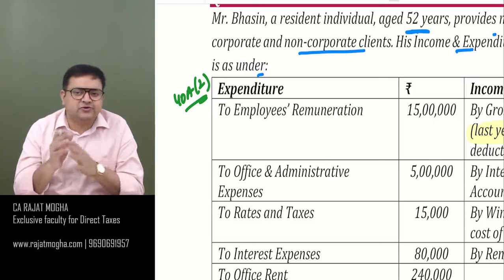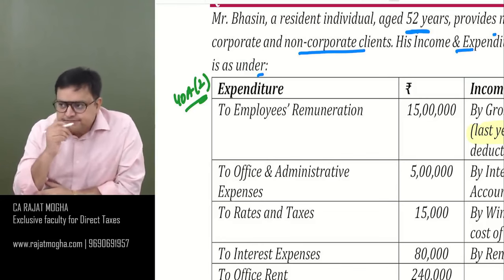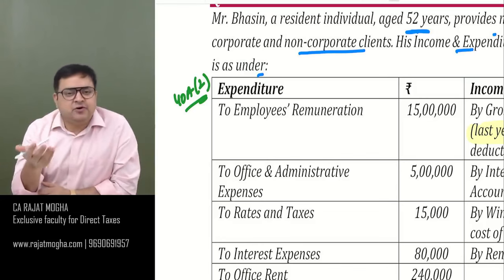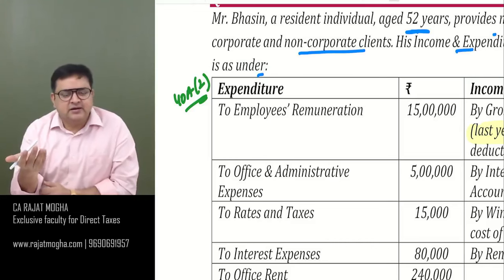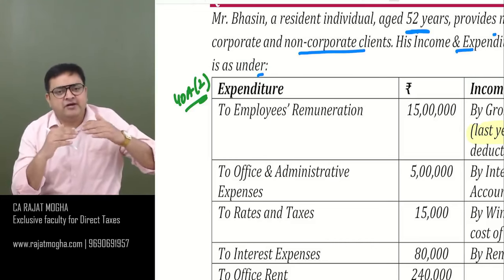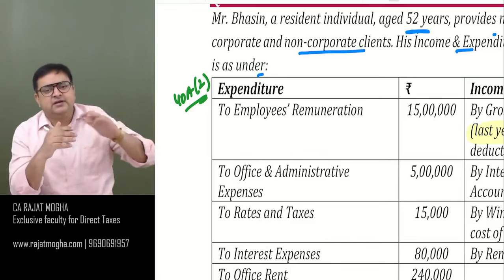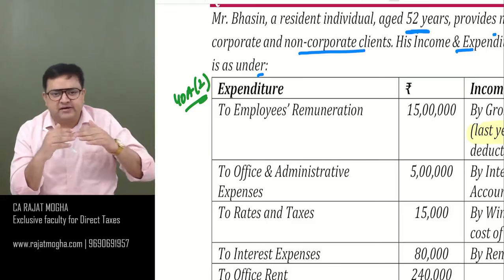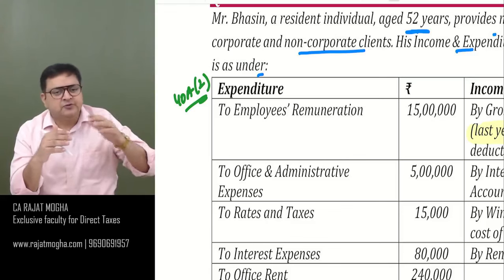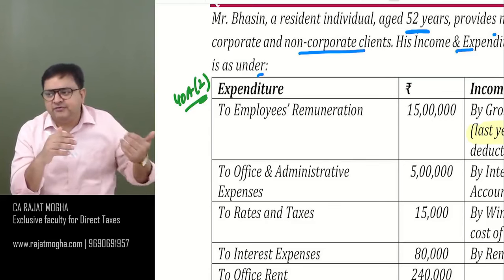Everybody understood this or not? PGBP will not be there. Why? Because we are paying as per the market rate. If we had not paid as per the market rate, then the excess amount would have been disallowed. But right now we are paying at the market rate. So we have no issues with it. So PGBP, we have no issue, but the clubbing provision will apply.